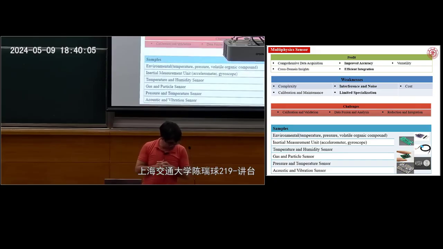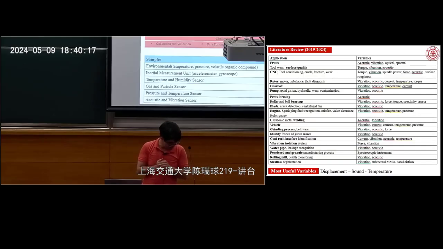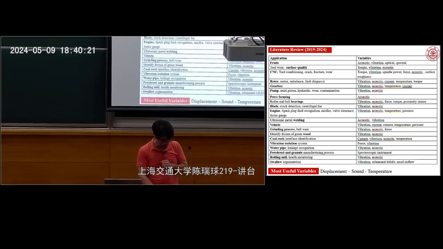An inertial measurement unit can monitor accelerometer and gyroscope at the same time. Others include temperature and humidity sensors, gas and particle sensors, pressure and temperature sensors, and acoustic vibration sensors.